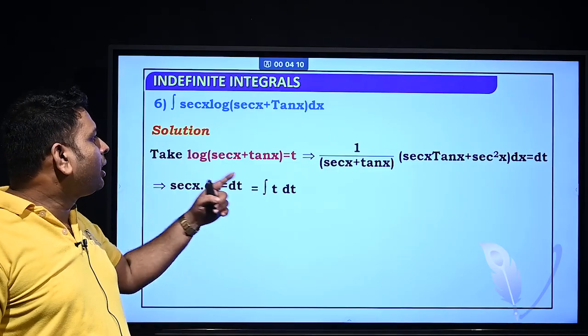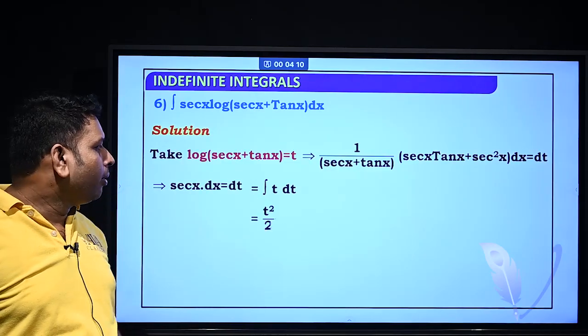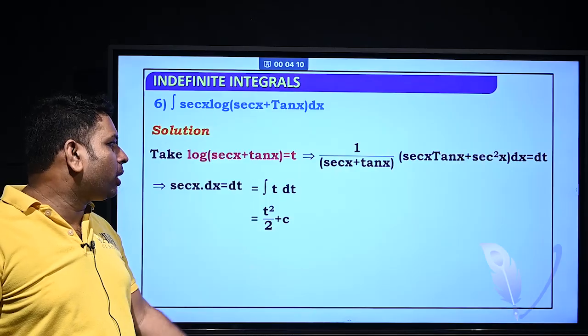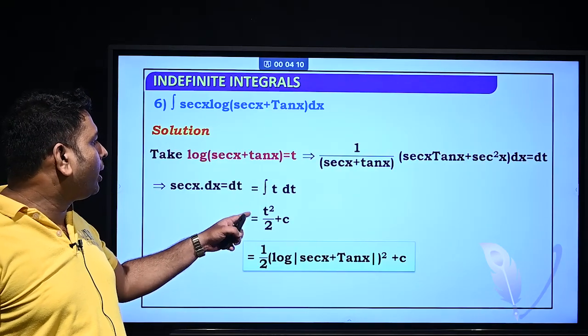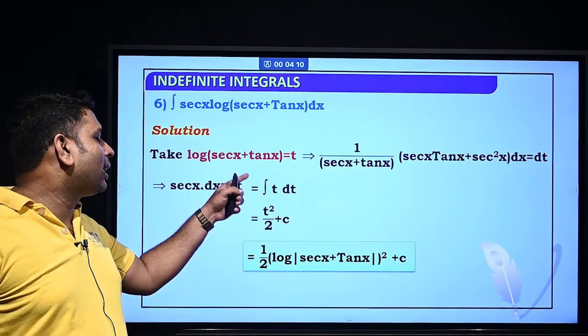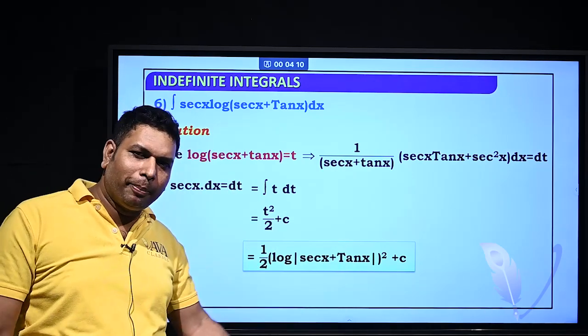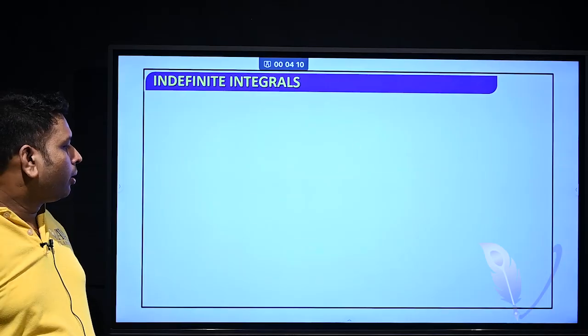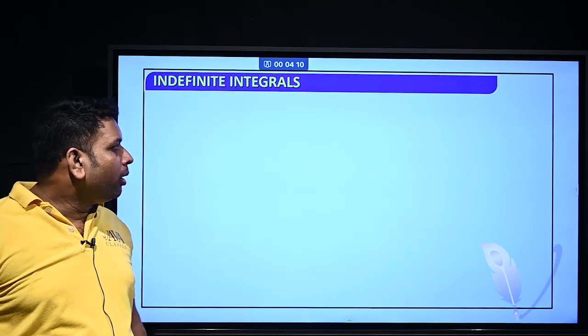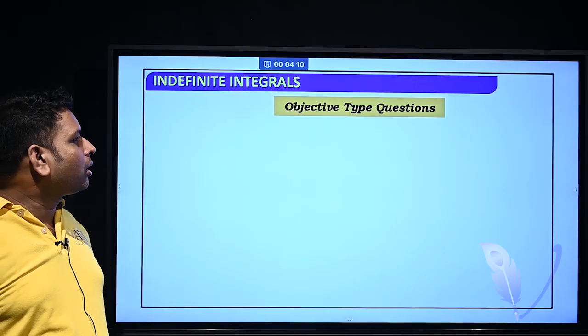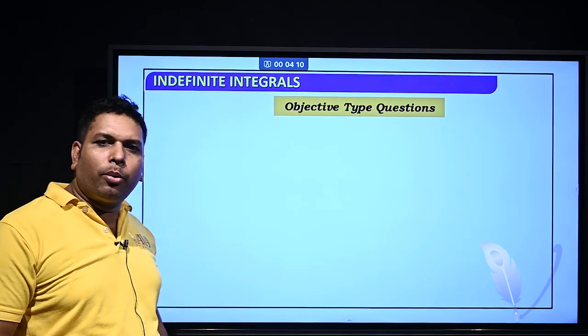So integration t dt equal to t square by 2 plus c, that equal to 1 by 2 t square, that is 1 by 2 (log of (sec x plus tan x)) whole square plus c. Okay. So 1 by 2 (log of (sec x plus tan x)) whole square plus c. So in the next class we will discuss objective type questions.